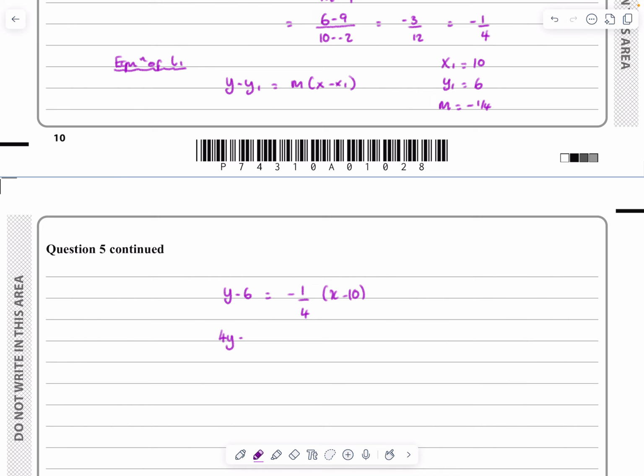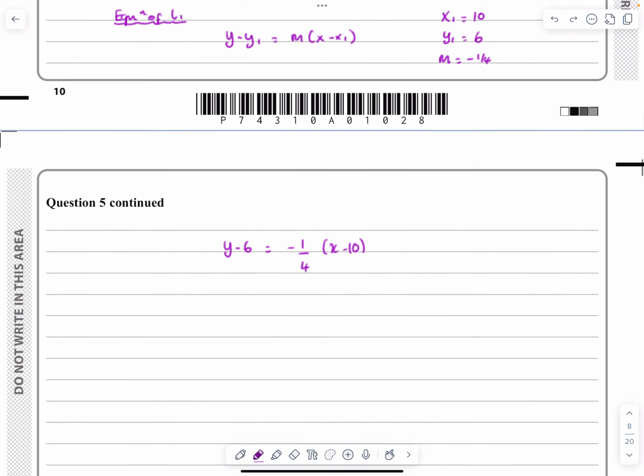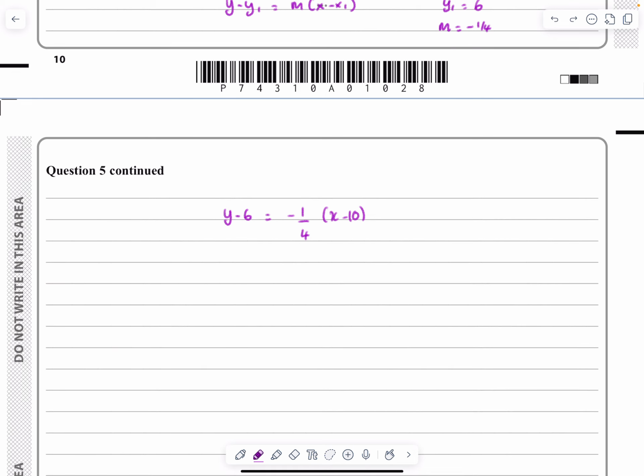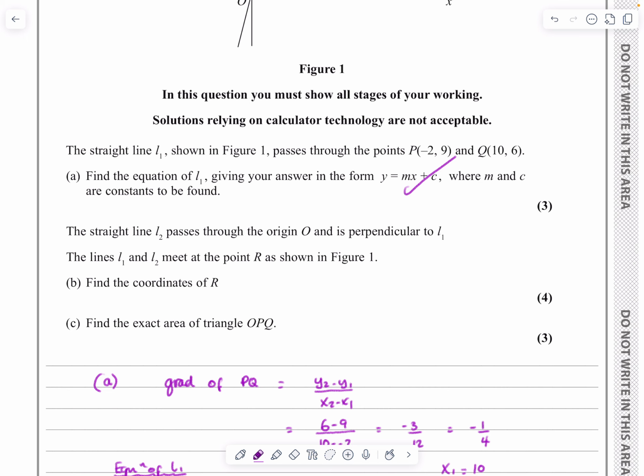Multiply everything by 4. 4y minus... Oh, actually, no, don't do that. Sorry, that's my standard thing to do. Sorry, let's just go back and have a look. They actually want it in the form y equals mx plus c. So just purely because they want it like that, it's easier this time then to say y minus 6 is -1/4 x plus 10 over 4, which is 5 over 2. And then to just take the 6 over. So if we take the 6 over to the other side, we get y equals -1/4 x plus 17 over 2. And I've got it in the format that I wanted, which is y equals mx plus c.